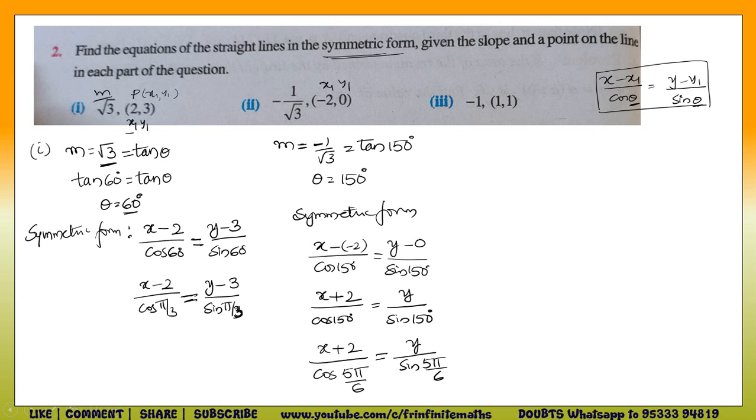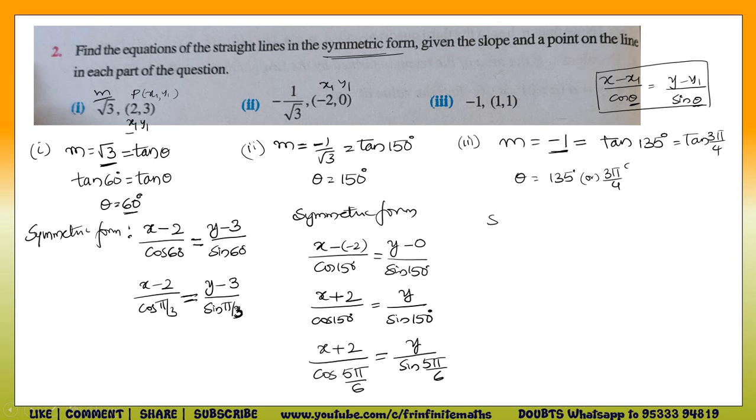Next moving on to question number 3. So this is question number 2 and question number 3. What he has given: m is equal to minus 1. Just remember, m is equal to minus 1 is possible only for tan 135 degrees. 135 I can write as tan of 3 pi by 4, so it is 3 times 45 degrees. From this clearly theta is equal to 135 degrees or 3 pi by 4 radians.